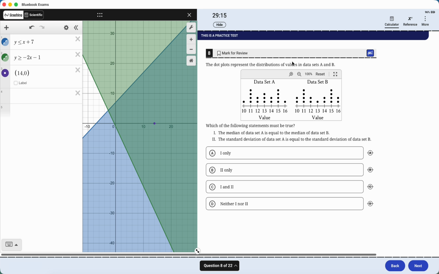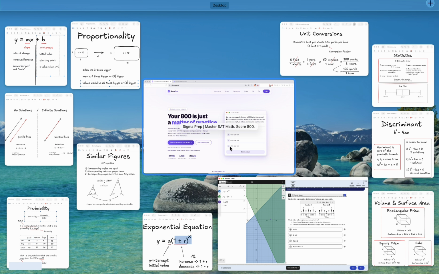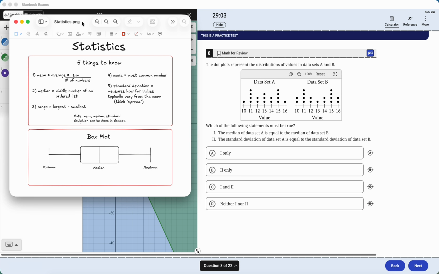Next one over here, we got dot plots, right? And it wants to know which of the following statements must be true, right? So there's a couple things here. We have something for statistics, I believe. Yeah, here it is. There's 5 things you got to know for statistics. Here they're asking us about median. Median's the middle number of an ordered list, right? And standard deviation, right? Standard deviation is just really about the spread, how spread out the data are, right?